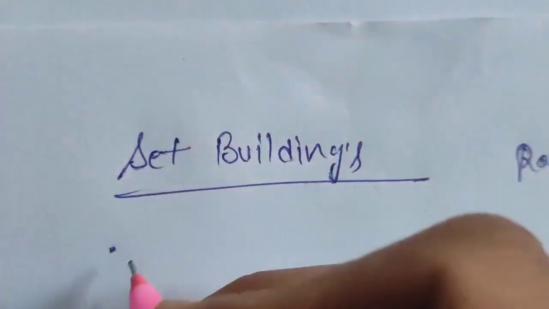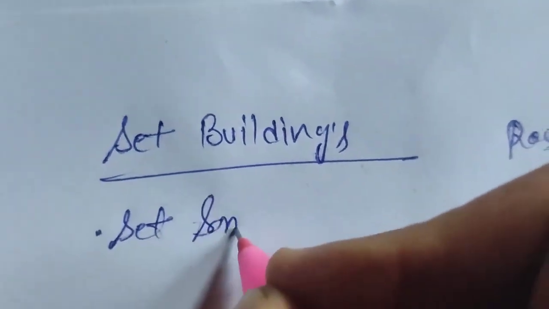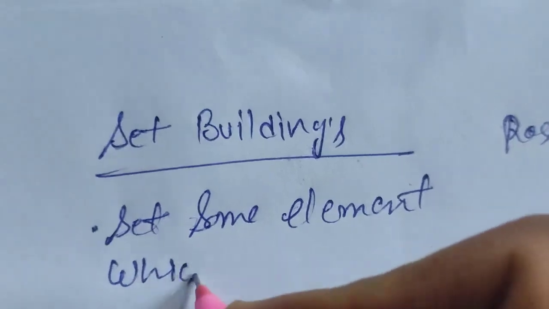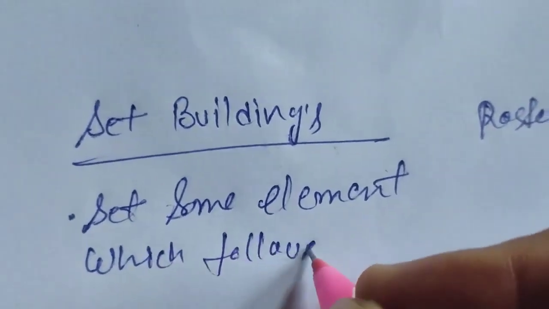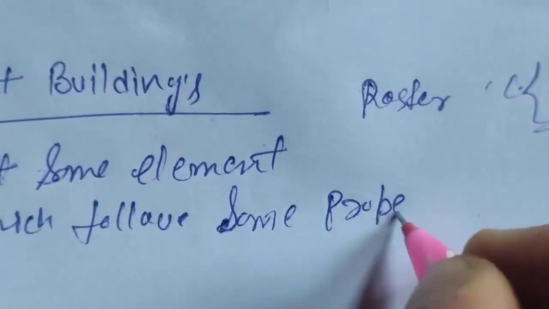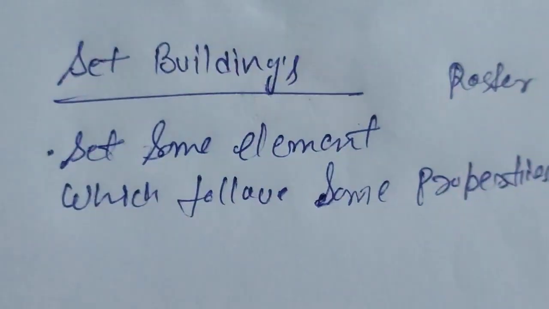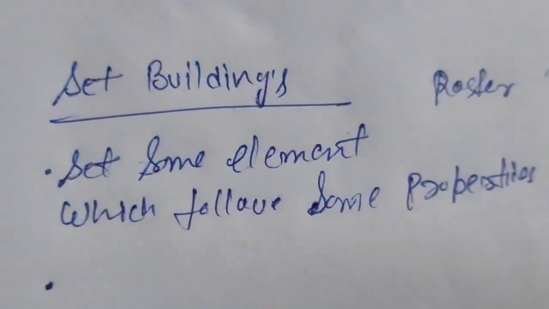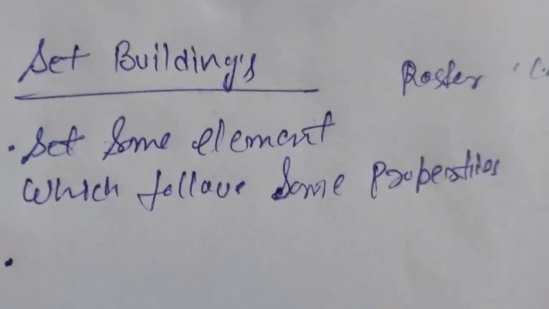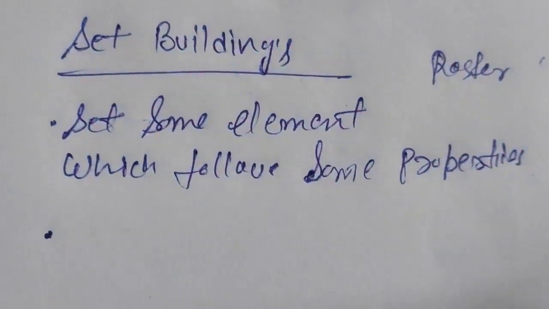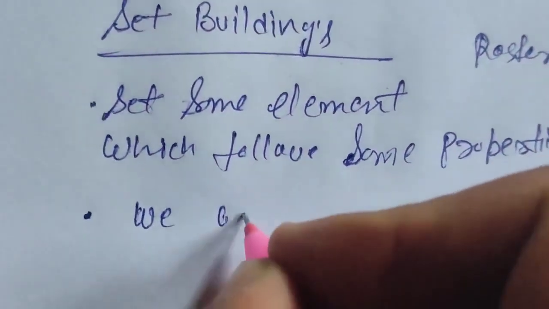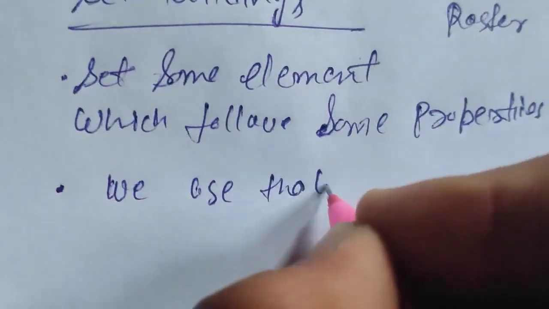So we know that a set is a collection of elements which follow the same properties. Since they follow the same property, it means they follow the same rule. So in the set builder form, we use that common property.